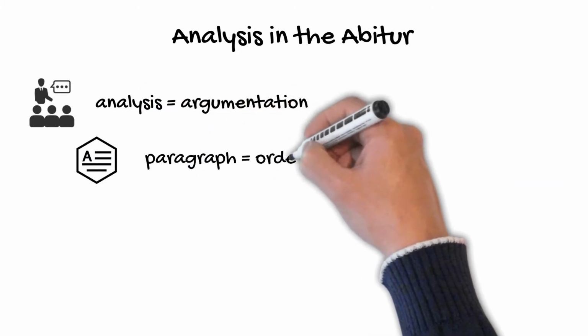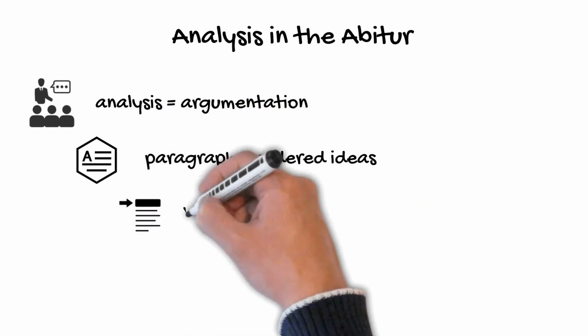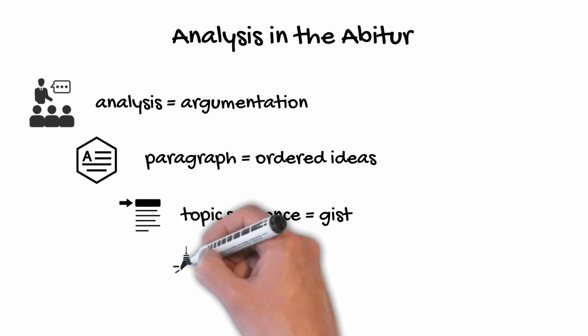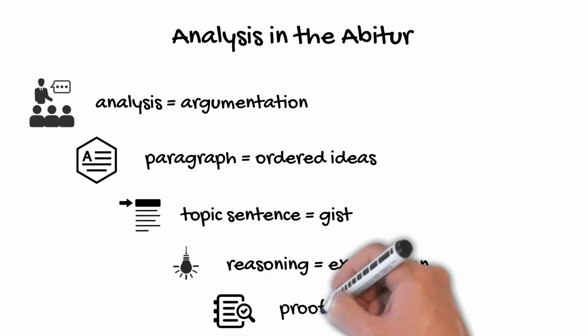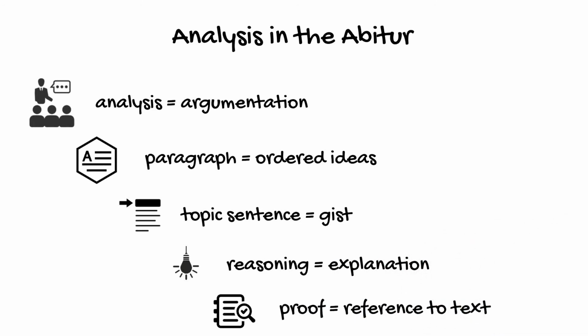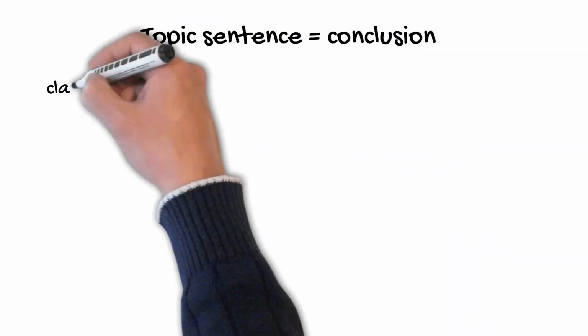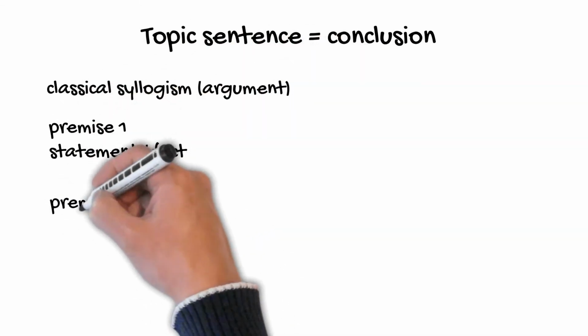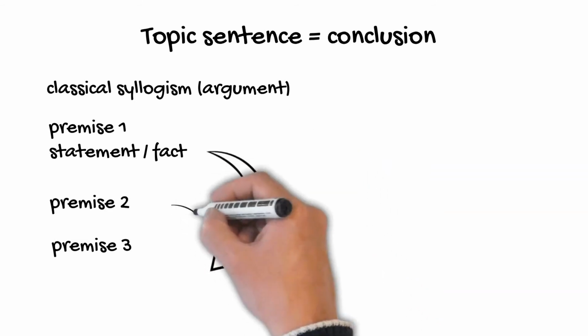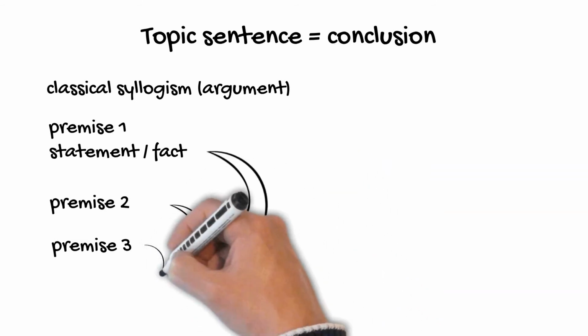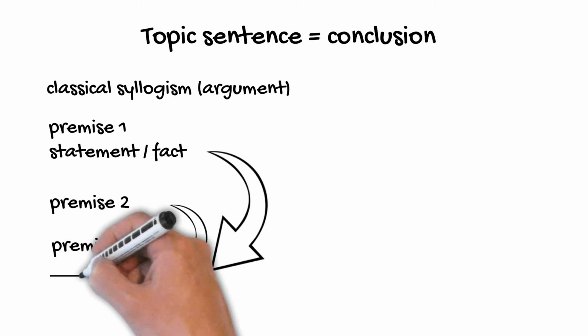Therefore, it is highly recommended that you follow a standard approach where every paragraph discusses one major thought. Each paragraph should have a topic sentence that gives the gist of the argument. Then you will try to explain your reasoning in detail and will prove every aspect by closely referring to the text. Following this approach, your topic sentence basically is your conclusion. Pragmatically speaking, it is much better for your audience if they know the conclusion, that is the main idea of this paragraph, right from the start.